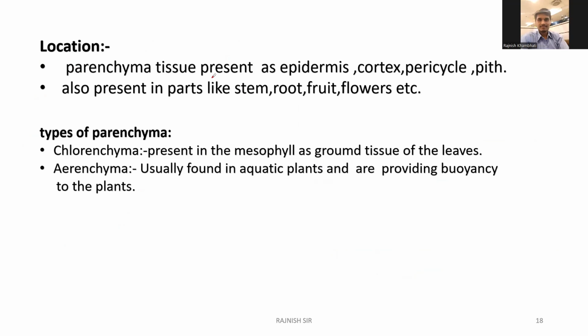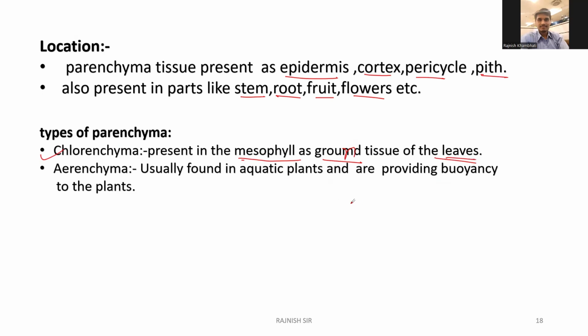Location of the parenchyma tissue is epidermis, cortex, pericycle, pith region. These are the places you can see them, and they are also present in the stem, root, fruit, and flower of the plant. So basically you can see them everywhere. Then there are types of parenchyma, like chlorenchyma. Chlorenchyma is present in the mesophyll as ground tissue of the leaves.